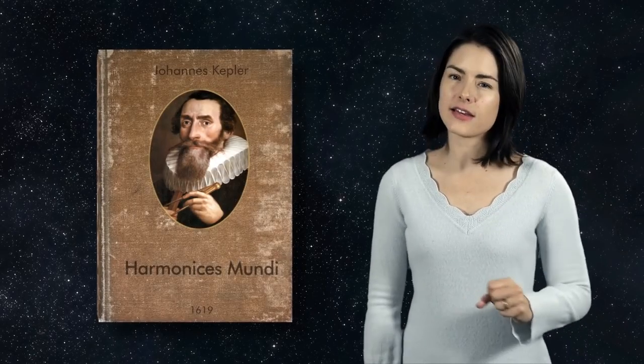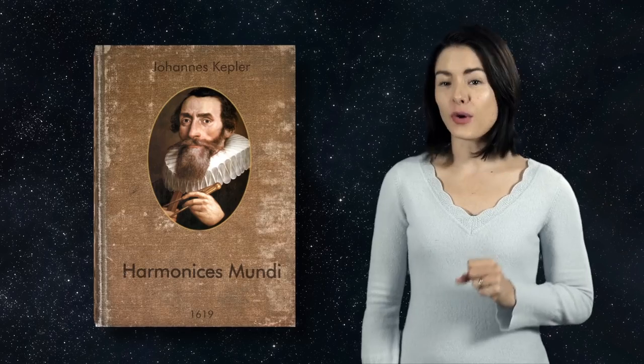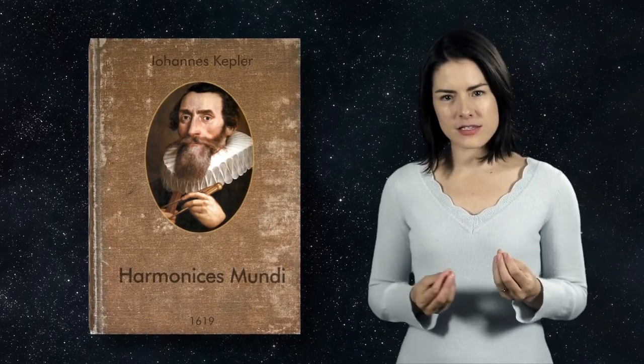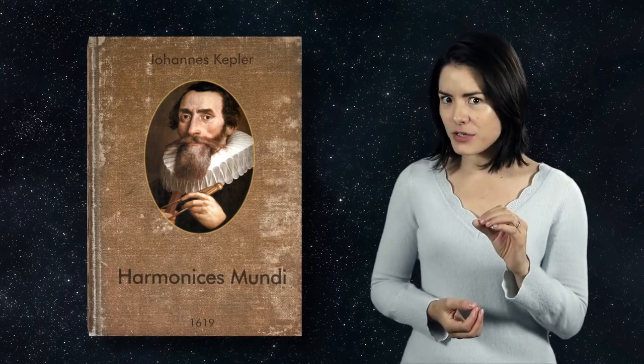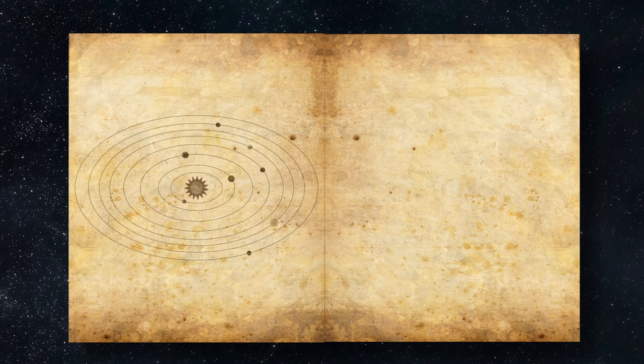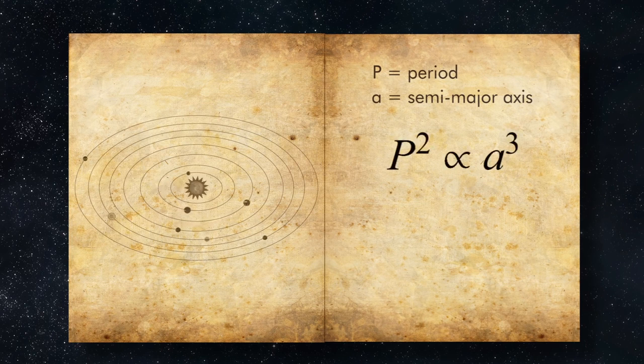Kepler published his third law 10 years later in his 1619 book Harmonices Mundi, or The Harmony of the World. By sifting through observations of how the planets move in their orbits, he noticed something curious. The time it takes for a planet to orbit the Sun once, its orbital period, p, is related to its average distance from the Sun, its semi-major axis, a, in a very specific way. The square of the period is proportional to the semi-major axis cubed.